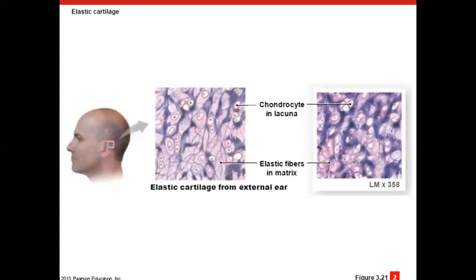There's elastic cartilage. So in the outer ear here, those fibers here are all elastic fibers, and they do show up on a microscope, on a histological slide.